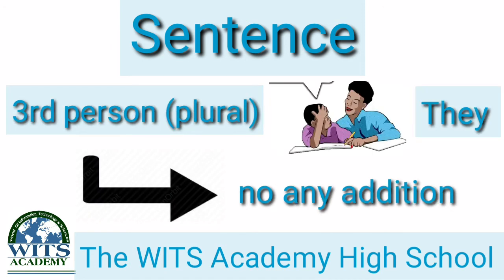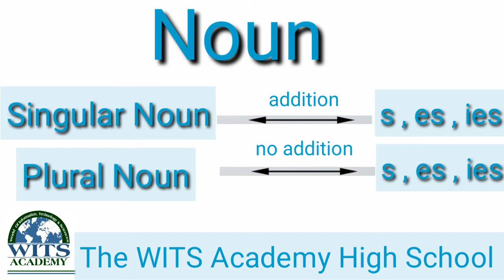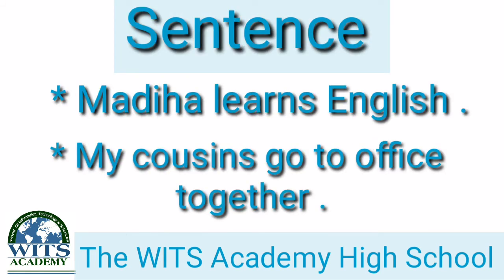Students, remember that we don't give any addition with third person plural they. Okay? And if we talk about noun as subject, so with single noun we give addition and with plural nouns we don't. For example, Madiha learns English and my cousins go to office together. In sentence 1, I have given addition of s because I have used single name, and in sentence 2 I have used first form of verb without any addition because I have used plural noun.